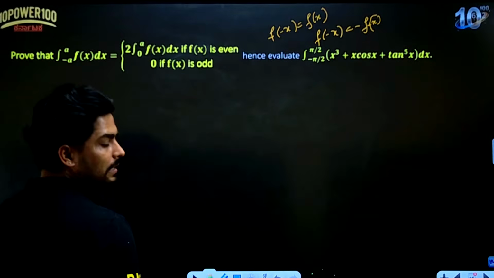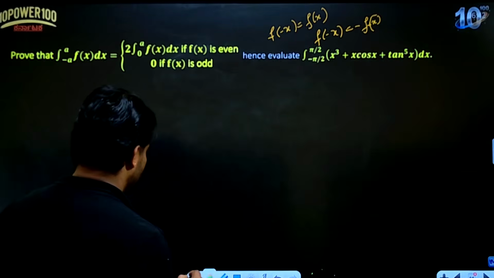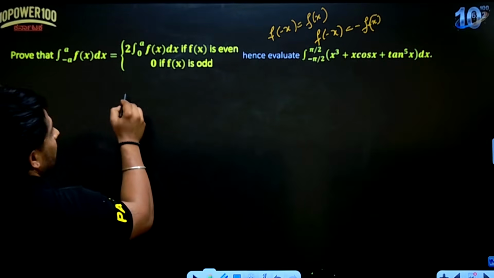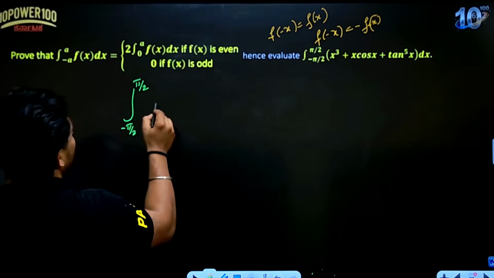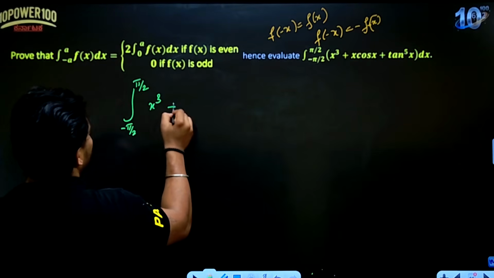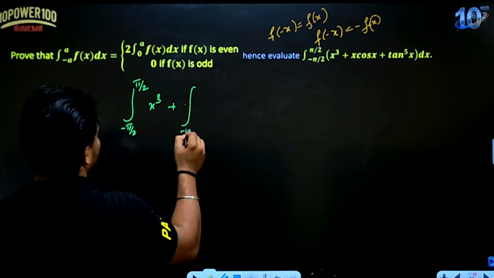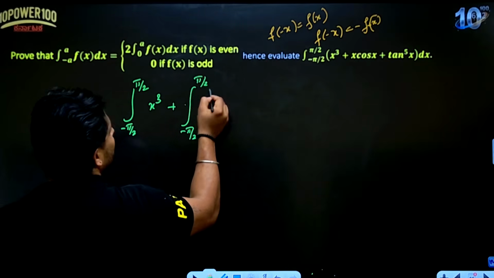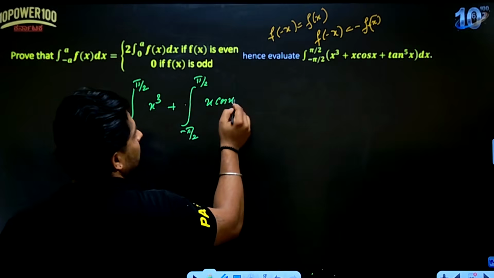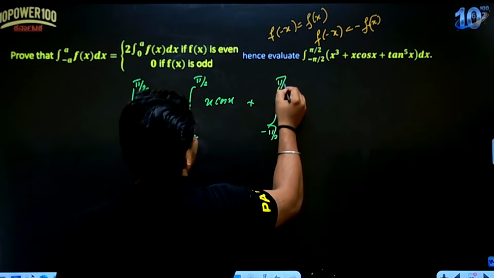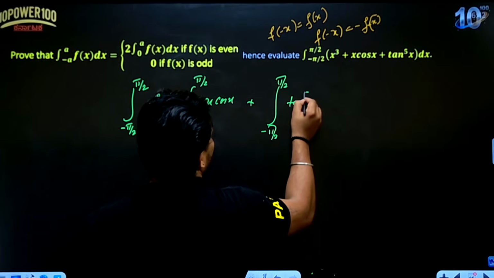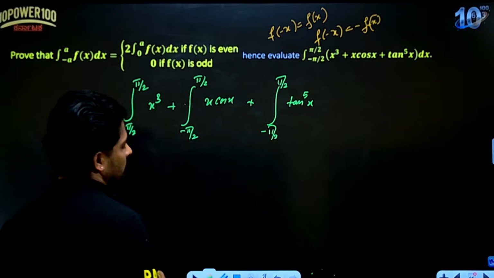Okay, so now see, first of all you should understand what is an even function and an odd function. Now we have minus pi by 2 to pi by 2. This can fetch 1 mark, children. Okay, integration of minus pi by 2 to pi by 2 x cube plus integration of minus pi by 2 to pi by 2 x cos x plus integration of minus pi by 2 to pi by 2 tan x to the power 5 dx.